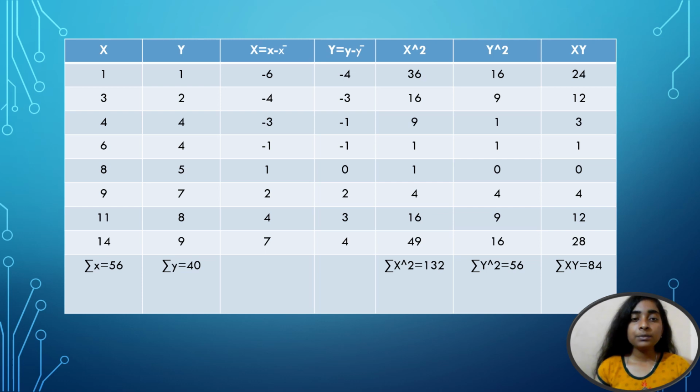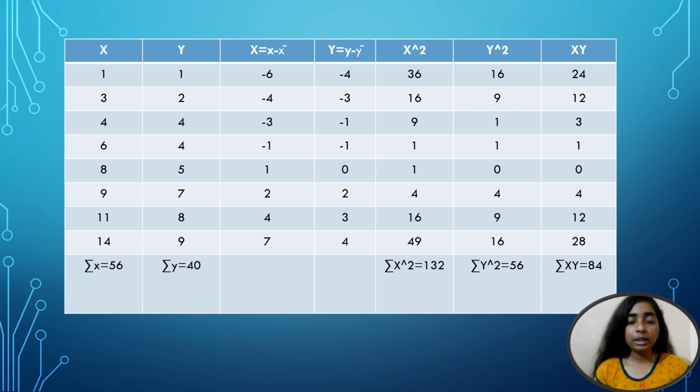To find the capital X, which is equal to small x minus x bar. To find the x bar we know the formula, that is summation of x by n, that is 56 by 8, which is equal to 7. 1 minus 7 is minus 6, and we need to do this for all the values, such that we get minus 4, minus 3, minus 1, 1, 2, 4 and 7.